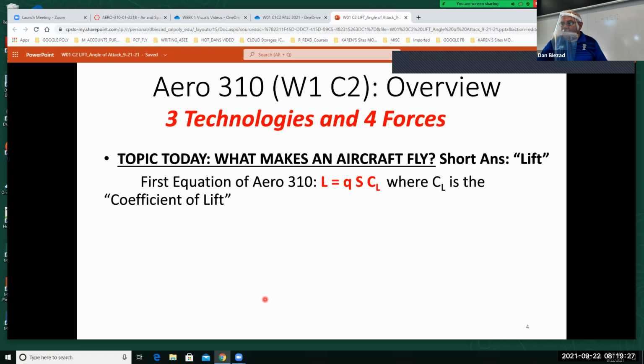The 4 forces we know are what? The aerodynamic forces are lift and drag. And what causes lift and drag? Angle of attack. The other 2 forces are propulsion and weight. And the propulsion balances drag in equilibrium, and weight balances lift in equilibrium.